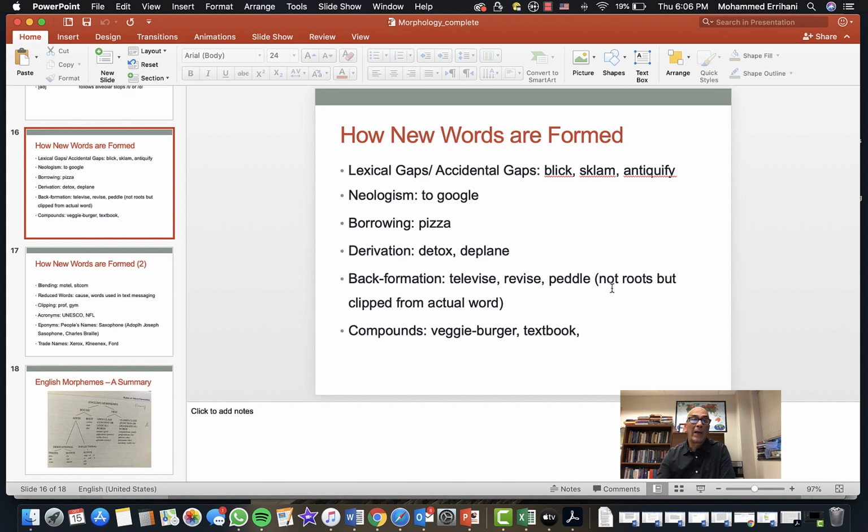Then there's the borrowing, and the borrowing basically is this phenomenon where you have one language borrowing words from other languages and adopting them. And English is known for borrowing so many words, especially from French and from the Romance languages. And most of the borrowed words that have entered the English language, more than 10,000 words actually, entered the English language as a result of the Norman invasion of England in 1066.